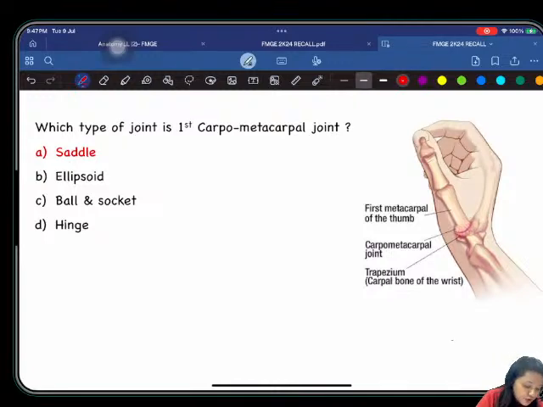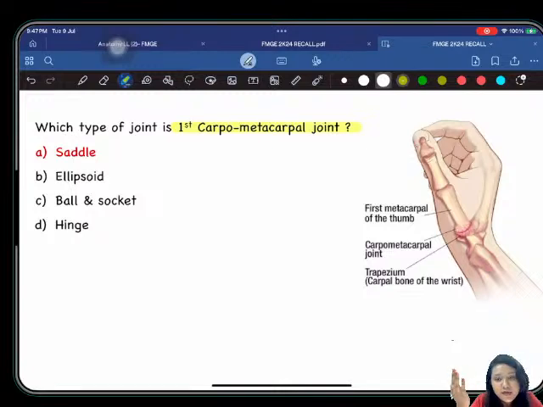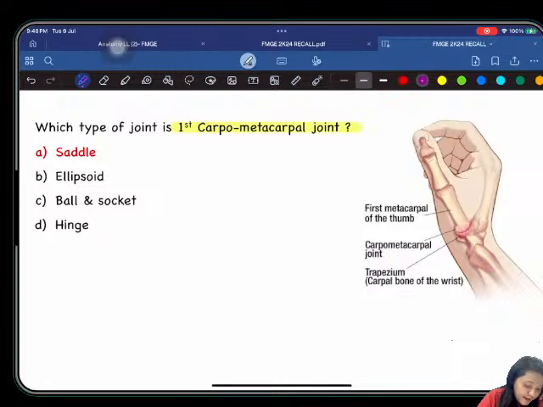Another question is, which type of joint is the first carpometacarpal joint? The first carpometacarpal joint is very important for first MBBS. Short notes used to come, and every time in viva they ask about the type of joint in the first carpometacarpal. So the answer is saddle. Now why is it saddle? You have to know that. Anybody in the chat want to answer why we say it is a saddle variety of joint?